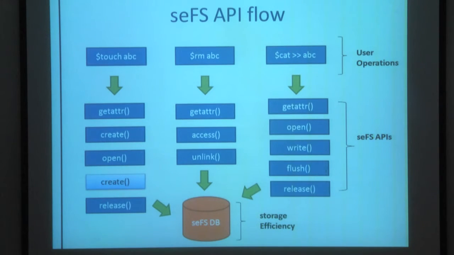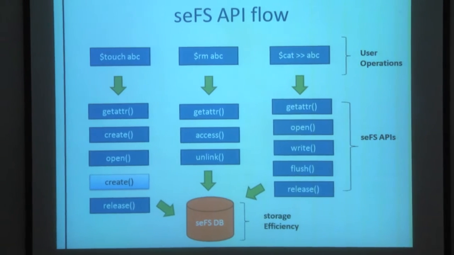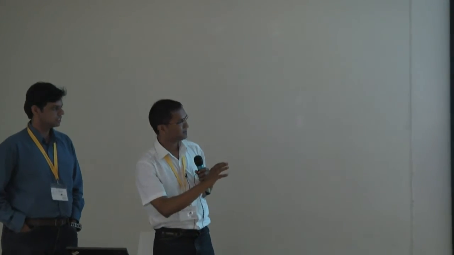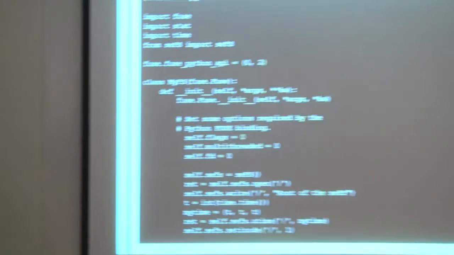And for any operation, getAttr is always called. So if you want to write your own file system, getAttr is a must. It is a mandatory implementation. Without it, you cannot have a functional file system. getAttr is like when you do an ls, you get the metadata of all the files. So for each of those files, you call get attributes. As Chetan had described in his architecture, all the operations are actually built around the SEFS database we have. So let's look at the code.